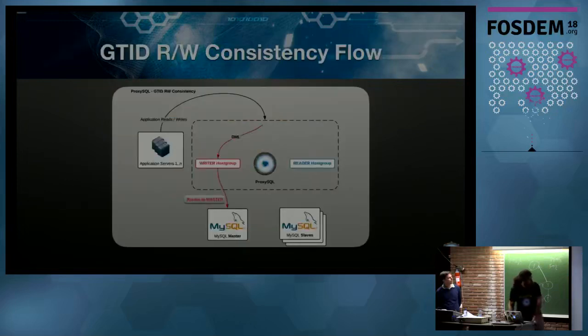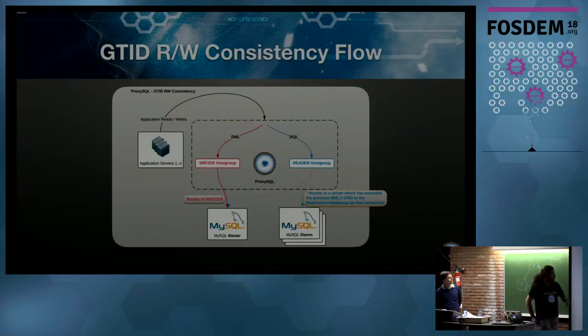Let me just go to the slide. So the way it works is that the application is writing here. Then the master replies with the OK. ProxySQL knows the GTID in that OK packet, and it replies to the client with OK.